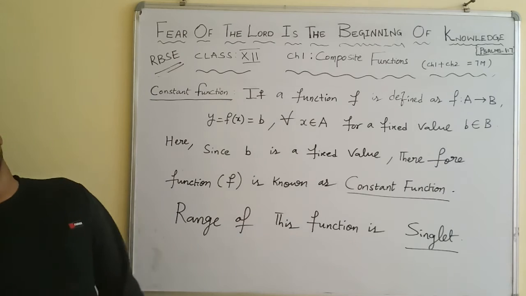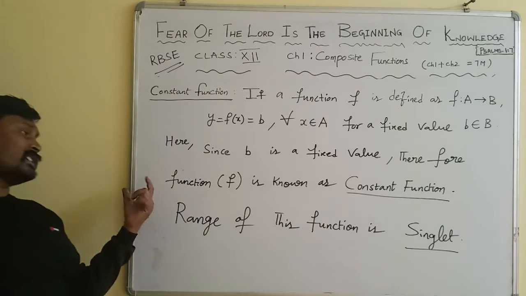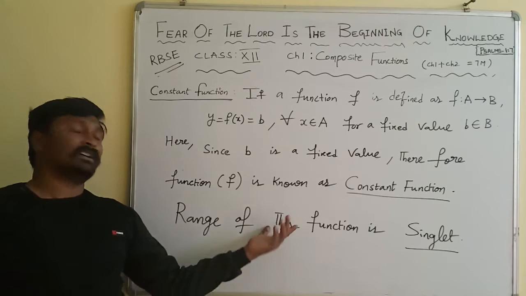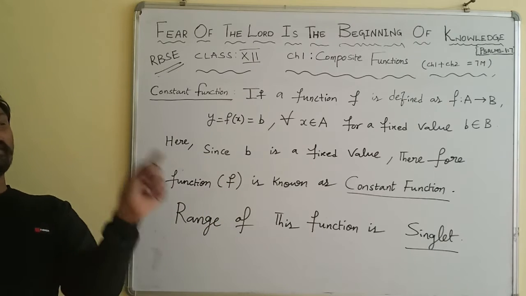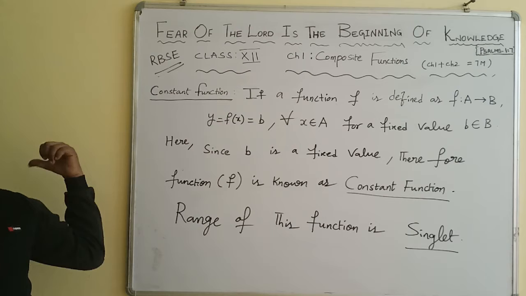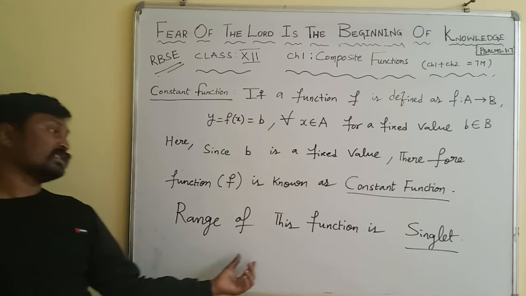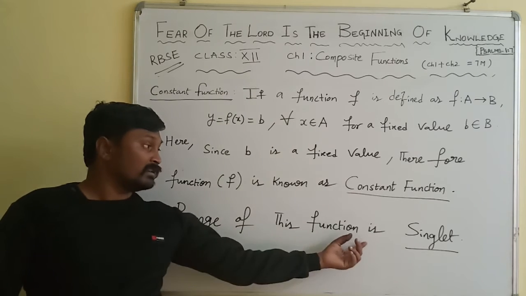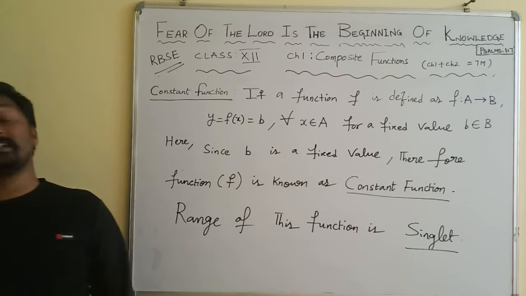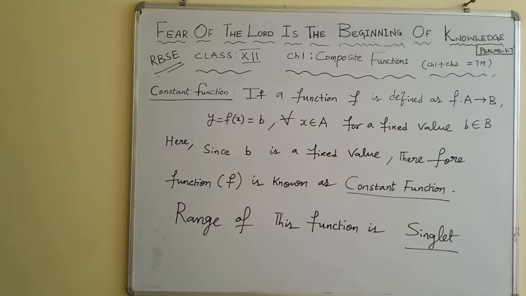If anything has a fixed value, that is called constant. So now what is the range of this function? Obviously there is only one element which is having the f images of set A, so we can say that the range of this function is always a singlet. Singlet is nothing but only a single one. Okay, I think you all understood what is constant function.